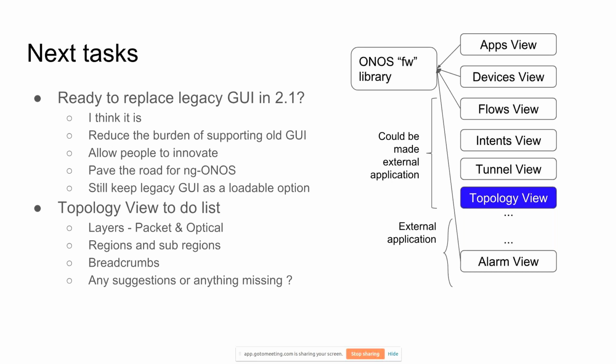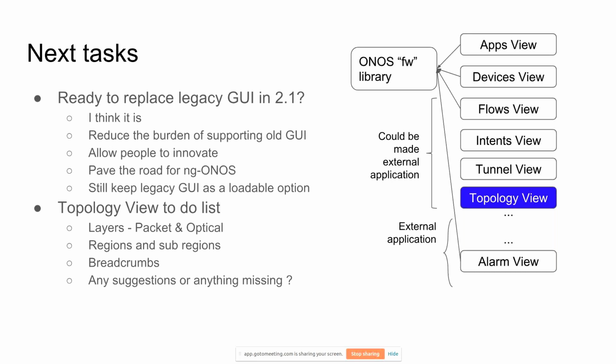And of course, in all of this, the legacy GUI is still a loadable option. You access it at a different URL than the newer version of the GUI. So there are still things to do on it, like the regions and sub-regions that were in Topo 2, and breadcrumbs and all that kind of stuff, and layers such as packet and optical. Also there are minor things like theme switching between dark and bright that are not in there yet.